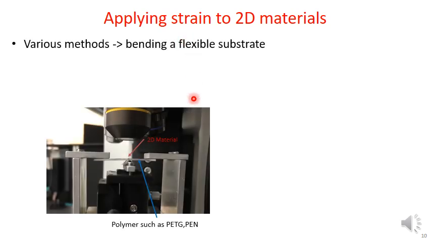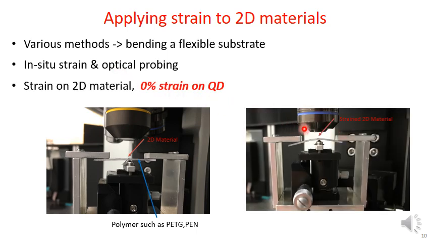One of the simple ways is to get a flexible substrate and place your two-dimensional material on top. If you bend that substrate, you can apply in situ strain and probe optically at the same time. If we place quantum dots on the two-dimensional material, the quantum dots will not get strained. What will happen is the two-dimensional material will get strained, so its optical response will change, which will eventually change the interaction between the two-dimensional material and the zero-dimensional quantum dot.